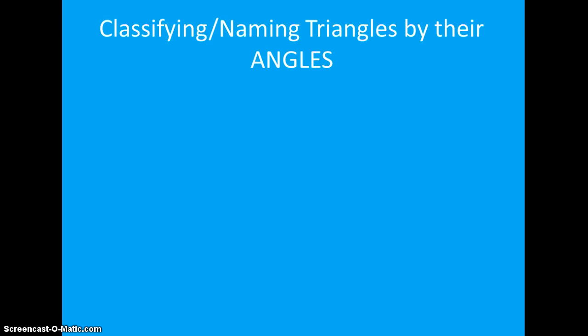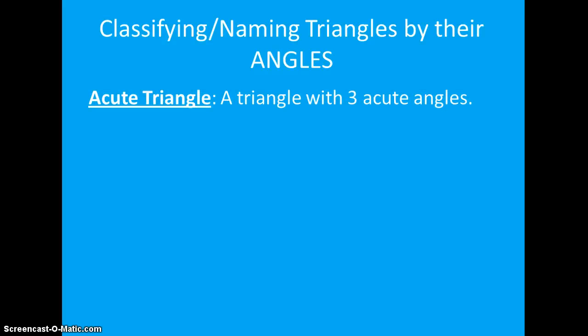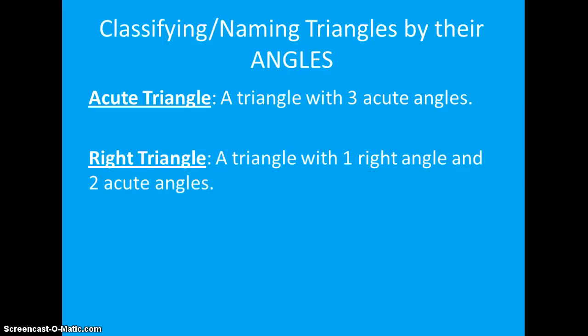So how are we going to name them? Well, first of all, we can classify or name triangles by their angles. In order to do that, we have 3 different names. You could name it an acute triangle, which is a triangle that has 3 acute angles, or it could be a right triangle, which is a triangle with 1 right angle and then 2 acute angles. So as long as it has at least 1 right angle, it is a right triangle.